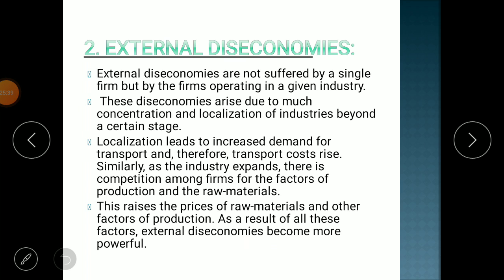We are ending our lecture here. In today's lecture, we have completed the internal diseconomies, and in the next lecture, we will deal with the external diseconomies of scale.